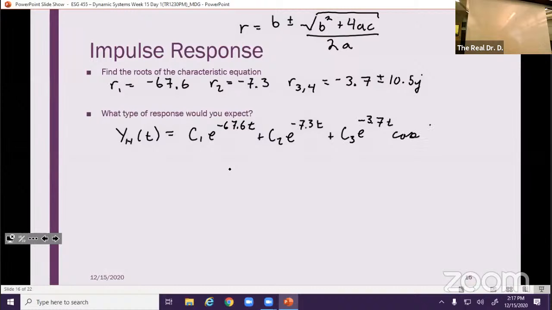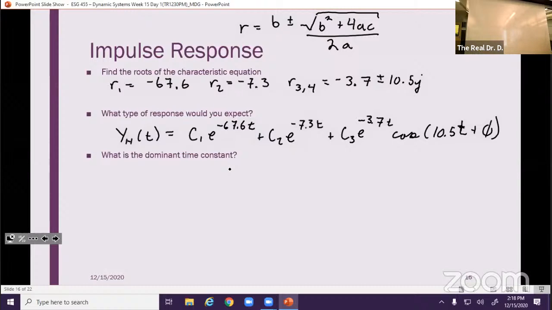Right, and I'll put it in this form. Cosine with some phase shift, that should be 10.5t, not just 10.5, right? There. Okay. We get something that looks like this, not exactly this, but something of this form.